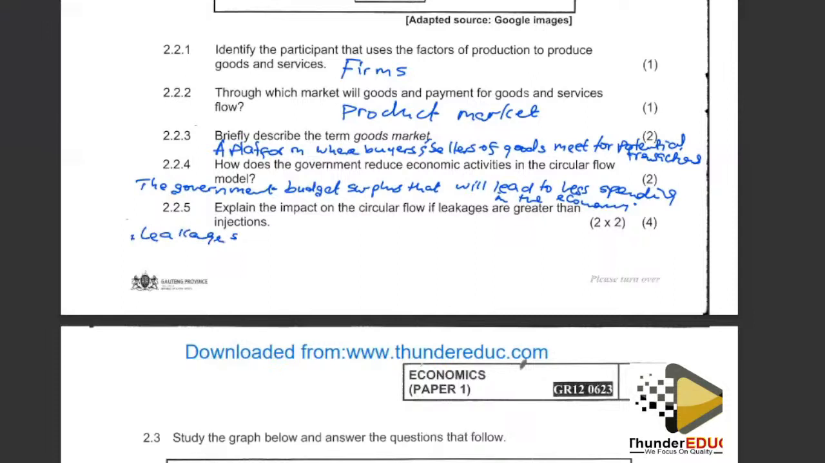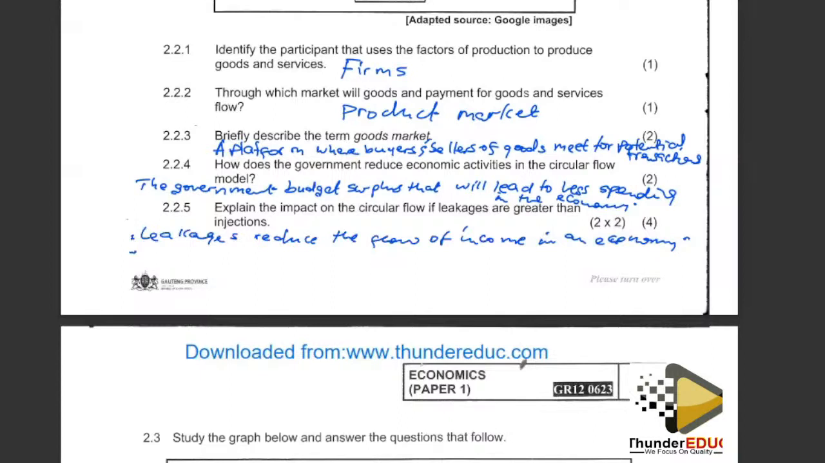Leakages reduce the flow of income in an economy. Okay, right. So now, since we have 4 marks, the expectation is to come up with how many points? 2 points.